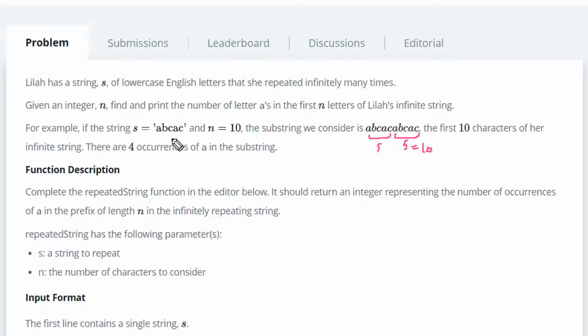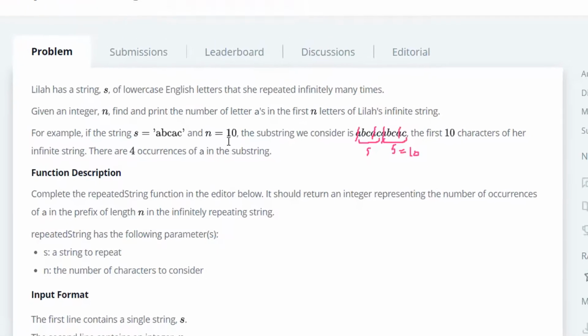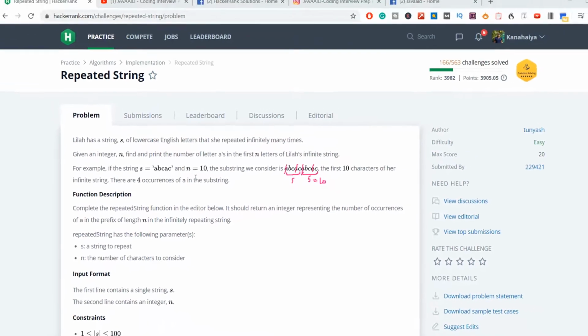So if n equals 10, we have to check the substring that got formed and the occurrences of A. So how many A's are there? 1, 2, 3, 4. So we have a total of 4 A's in this string, right? So the answer is 4. The substring we consider is the first 10 characters of our infinite string. So there are 4 occurrences of A in the substring. You can see, guys, in this substring we have 4 occurrences of A. So 4 is the answer. We'll talk more about this because we have a lot of sample examples down the line. So let's move on.